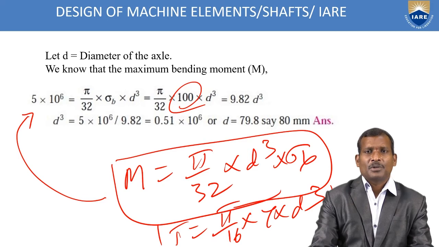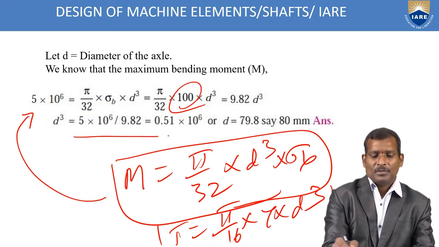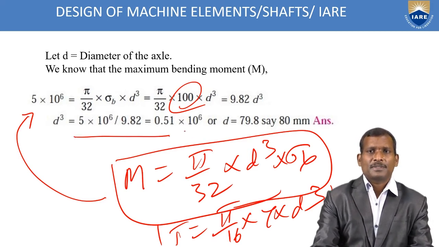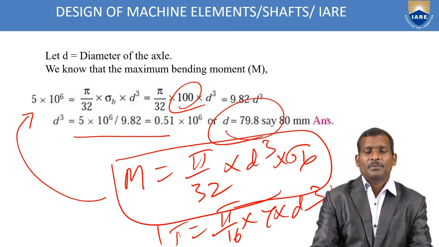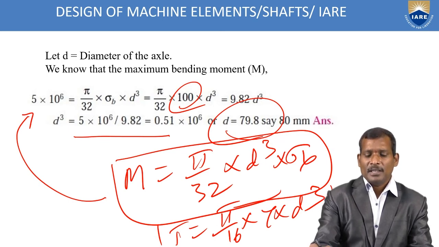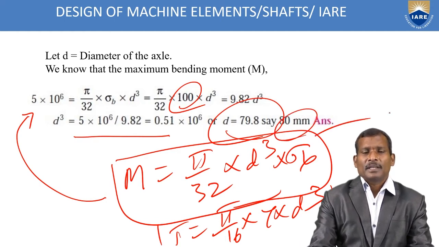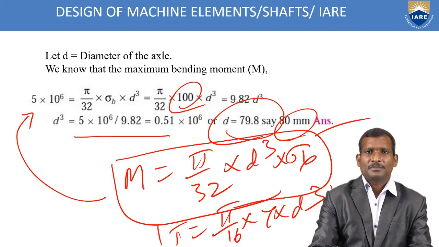So d cube is equal to 0.51 into 10 to the power of 6, or d is equal to 79.8 mm. Clear? You can say the standard diameter of the axle is 80 mm. Clear? So like this, you have to solve the problems on shafts.